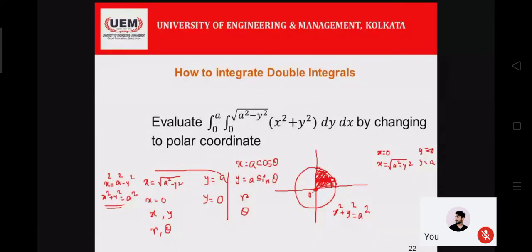Just look at the diagram, nothing to think about. Look at the diagram, so what will be the limit for the radius r for the first quadrant? 0 to a. Yes, so let me write it properly, r and theta. For r the limits will be 0 less than or equal to r less than or equal to a, and for theta, 0 to pi by 2. Done. The majority of the transformation and the difficult part is done.